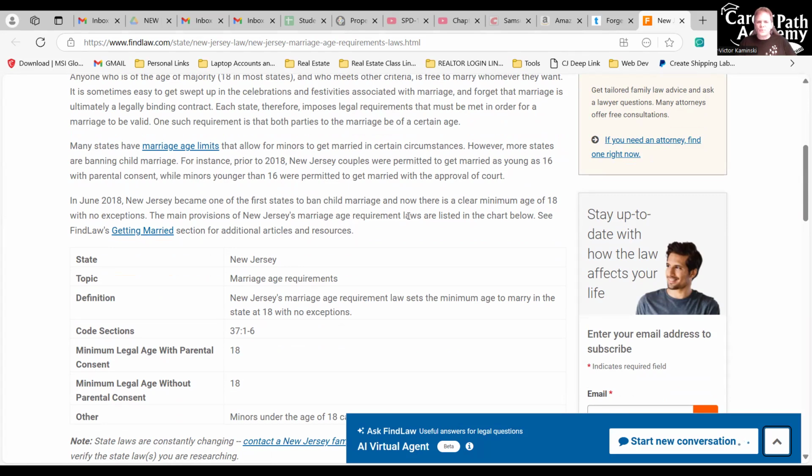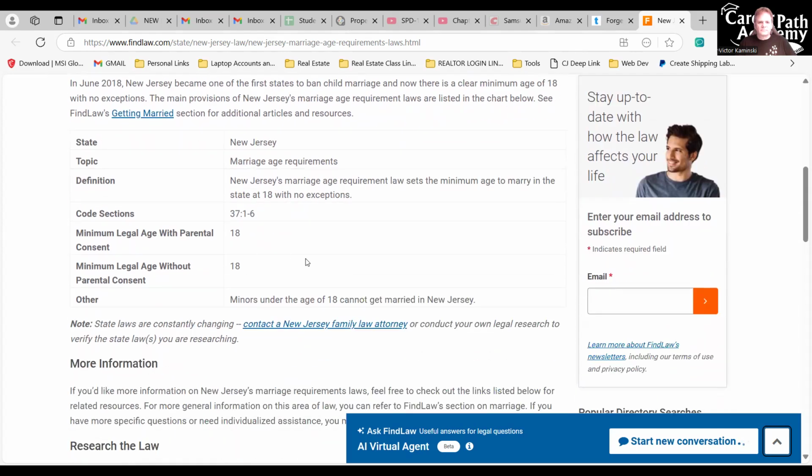Ooh, sounds harsh when you word it like that, right? Marriage with parental consent. Oh, it sounds so soft, but let's word it like this. Let's call it what it is, child marriage. Okay. So child marriages, there's a clear minimum age of 18 in New Jersey, without exception. No exceptions to that.